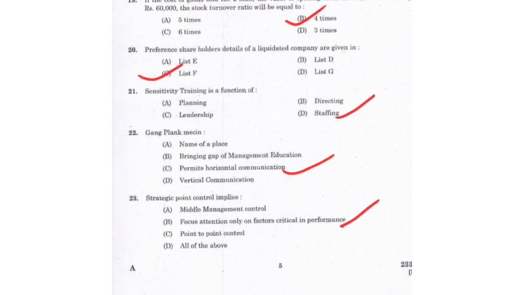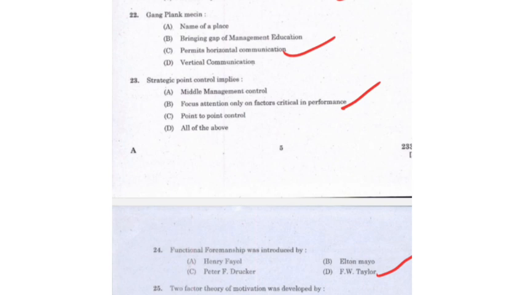And the next question, sensitivity training is a function of planning, directing, leadership, and staffing. It is a function of staffing actually. What do you mean by gangplank? Gangplank means permits horizontal communication. It is a short circuit of the chain of communication.